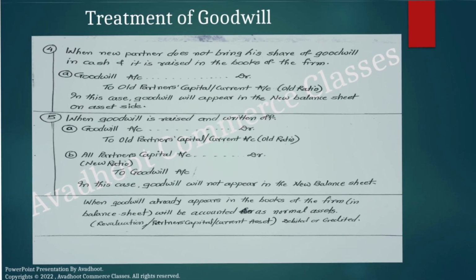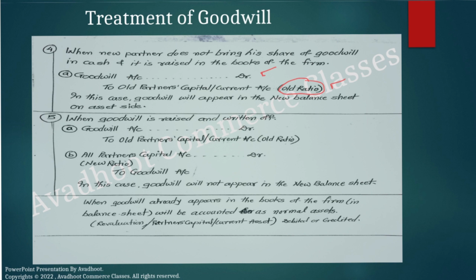Now the valuation method is when the new partner does not bring his share of goodwill in cash and it is raised in the books of the firm. He doesn't bring it in cash. Then what happens? It is raised in the books of the firm. Whenever goodwill is raised, goodwill account is debited, as goodwill is an asset. Assets always have a debit balance. Raising means an increased value of the goodwill. Therefore, goodwill account debit to old partners' capital or current account, and in which ratio? Old ratio. That is most important.